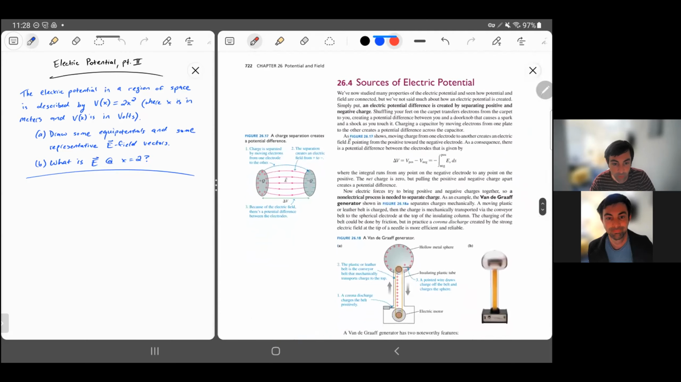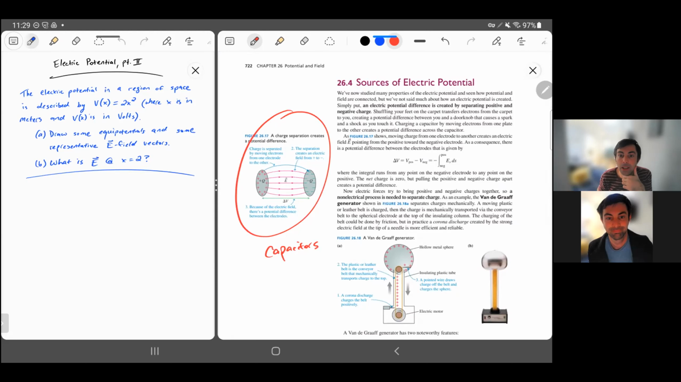Sources of electric potential. A charge separation creates a potential difference, and this is going to be all about capacitors, which we'll talk about in the next video. Capacitors can store energy, but if you use one as an energy source, you deplete the energy pretty quickly. Think of your flashlight, or in old school cameras, when you take a picture, you get a burst of energy, a big flash of energy, and that's due to a capacitor, and it will give off all its energy pretty quickly.